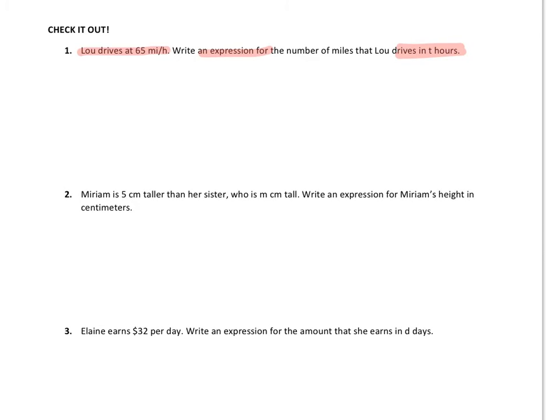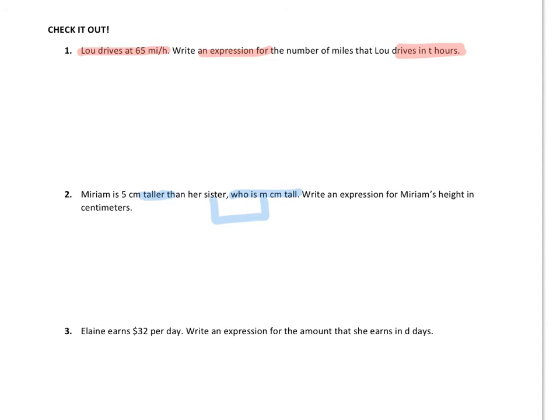In the second one, Miriam is 5 centimeters taller. Well, what does that imply? Does that mean you're going to add, subtract, multiply, or divide? So Miriam is 5 centimeters taller than her sister, who is m. Now remember, that refers to the sister. So m is the sister. So how are you going to represent Miriam being 5 centimeters taller?